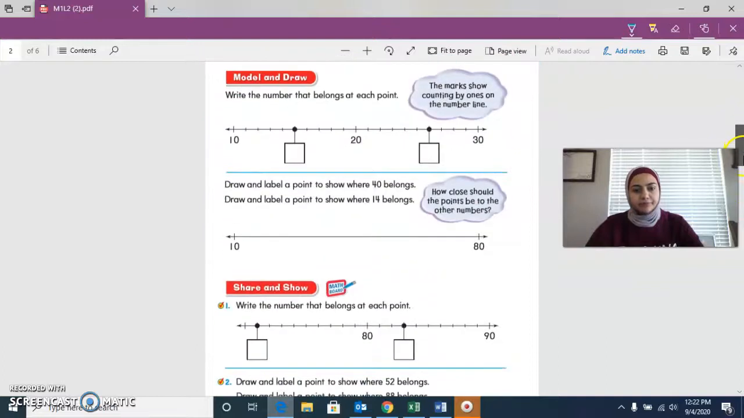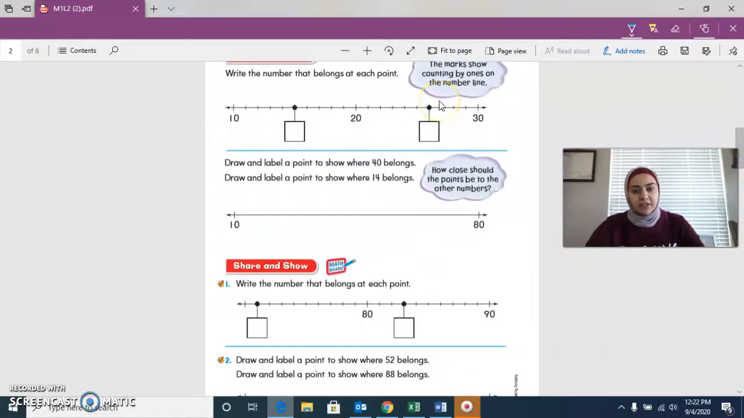Okay, moving on. Write a number that belongs at each point. If this is 10 and this is 20 and this is 30, they're skip counting by tens and each tick mark must be 1. So all I did is just kind of guess. Now I guessed and now I will check.